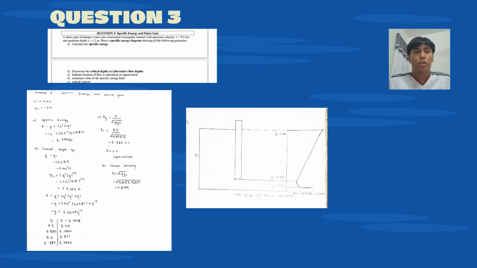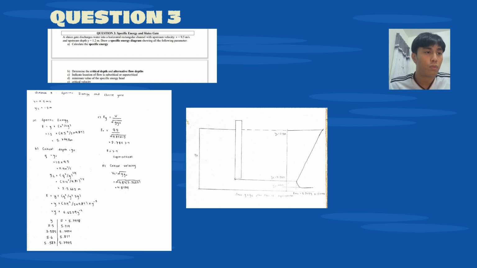So we're going to question 3. A, we need to find the specific energy. E equals y plus v power of 2 divided by 2g. So we get specific energy is equal to 5.7998 meter.